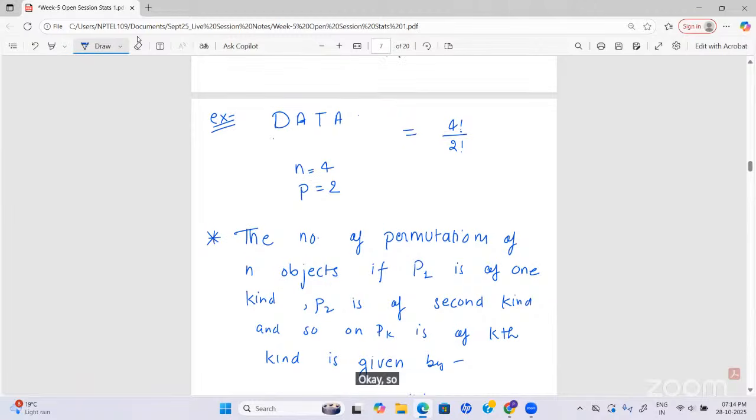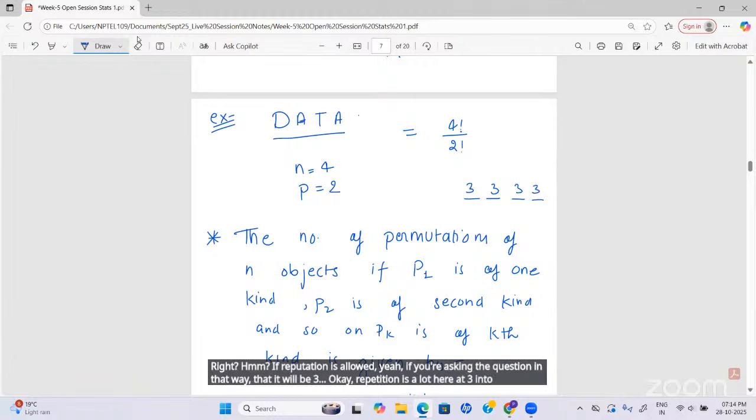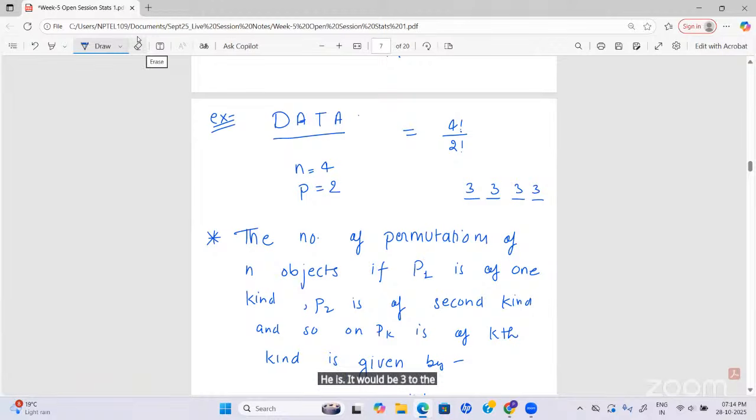Okay, so you have these letters and you want to make four-letter arrangements. Then 3 into 3 into 3 into 3, right, ma'am? If repetition is allowed, yeah, if you're asking the question that way, it will be 3. Repetition is allowed, yeah, 3 into 3 into 3. Yes, it would be 3 to the power 4, right, ma'am?